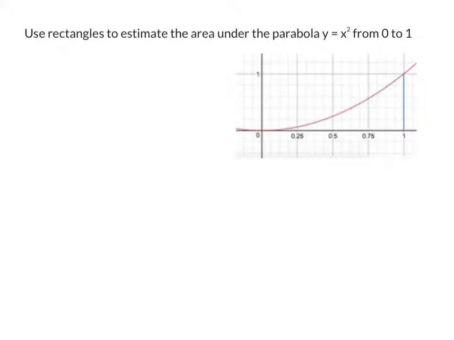Hello. In this video we're going to be using rectangles to estimate the area under this parabola. So the parabola is y equals x squared. We're going from where x equals 0 to x equals 1. And when I say that, we're talking specifically about the space underneath the curve up until the x-axis, so between the curve and the x-axis.